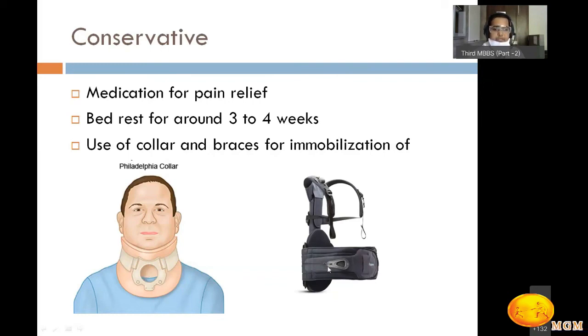This is a TLSO brace, thoracolumbo-sacral orthosis, which can be used for fractures ranging from the upper thoracic and middle thoracic to the lumbar region for conservative treatment.